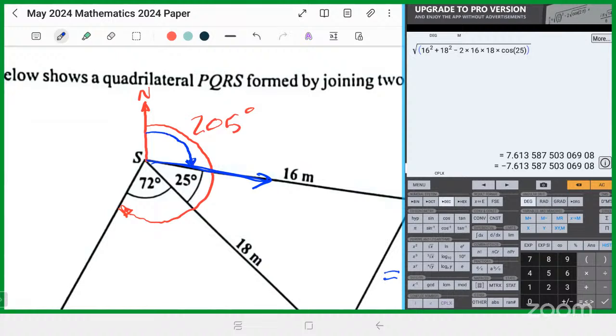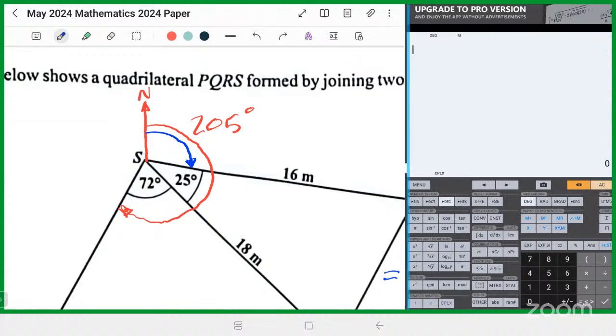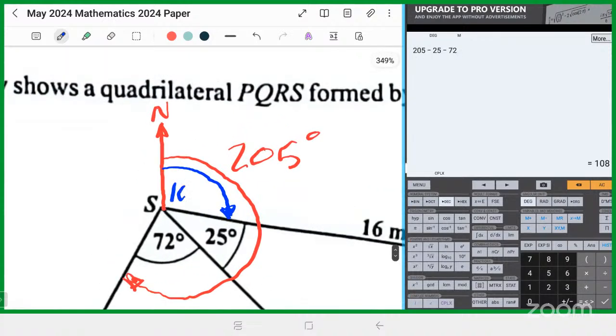That is the angle that I want, which then is easily calculated because the entire angle around is 205, as I said, and you know these two. You're going to subtract these two from the 205 to get the angle inside here. All right, so let's put it on the calculator. That's 205 minus 25 and minus 72. That angle inside is 108 degrees. This is 108 degrees, the bearing that I want.